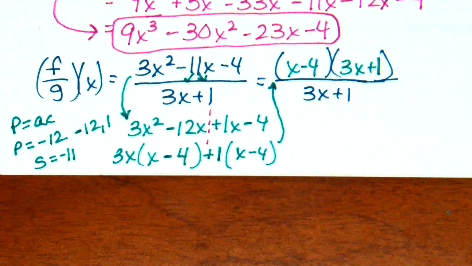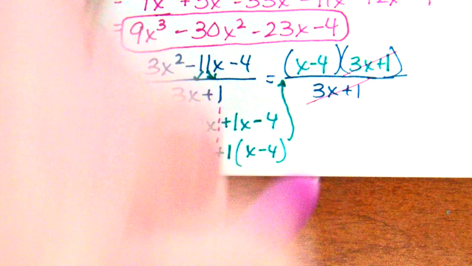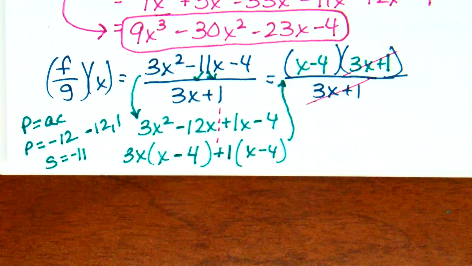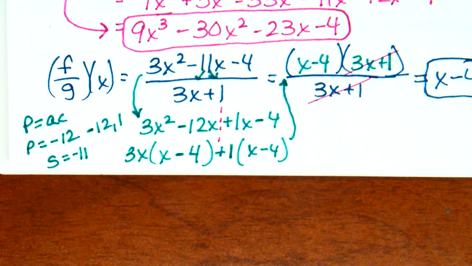Now, what just so happened to work out? We have a 3x plus 1 that can cancel. So what does this equal? X minus 4. I'm done with that part of the problem. I'm not going to set that equal to 0. Hold that thought. Okay. Now, we need to go over and talk domain, yes?